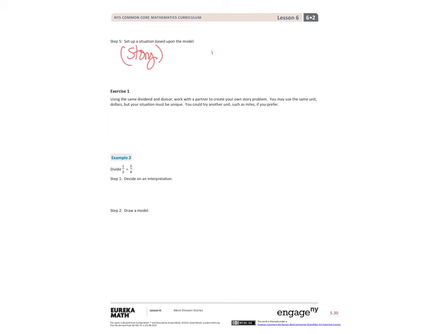So this says, for example, on this one, we did dollars. So you could have miles. You could say, oh gosh, Abraham rode his bike 50 miles and he was 2/3 of the way. He was in a race and he was 2/3 of the way to the finish line. So how long is the race total?